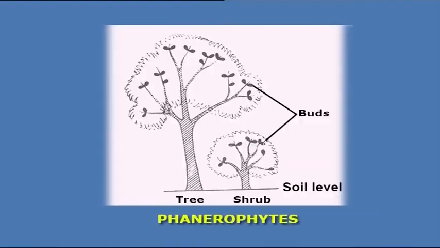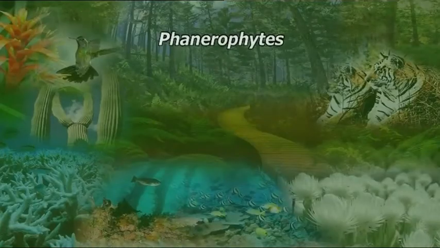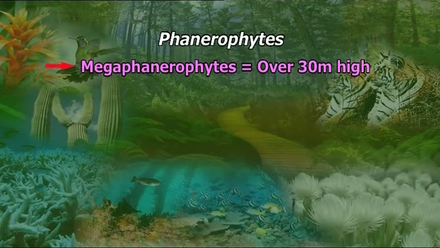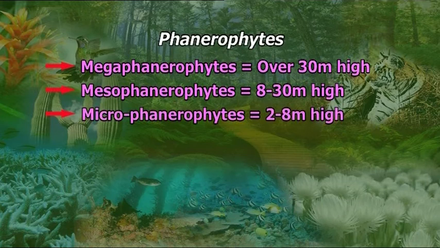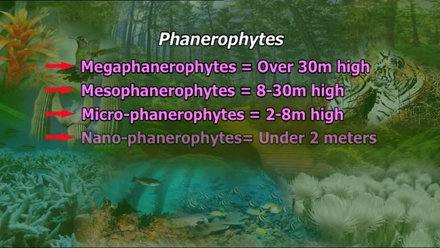Phanerophytes. Their buds are naked or covered with scales and are situated high up on the plant. Depending upon the size, they may be megaphanerophytes, that is over 30 meters high, mesophanerophytes, 8 to 30 meters high, microphanerophytes, 2 to 8 meters high, as well as nanophanerophytes, under 2 meters. These life forms include trees, shrubs and climbers, generally common in tropical climates.